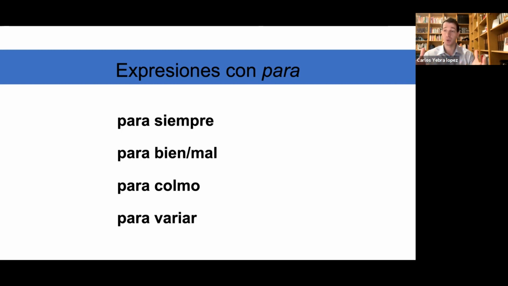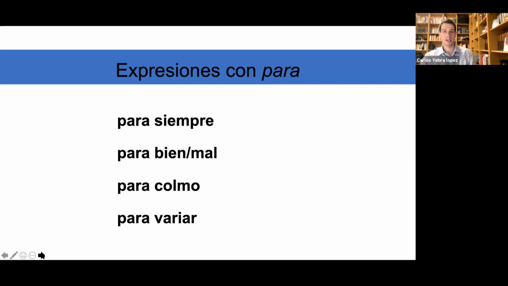It can mean as usual. For instance, say a person is always late. You can say, oh, today you're late again para variar, meaning as usual, meaning the opposite of for a change because that person is always late. So be careful with the para variar expression.